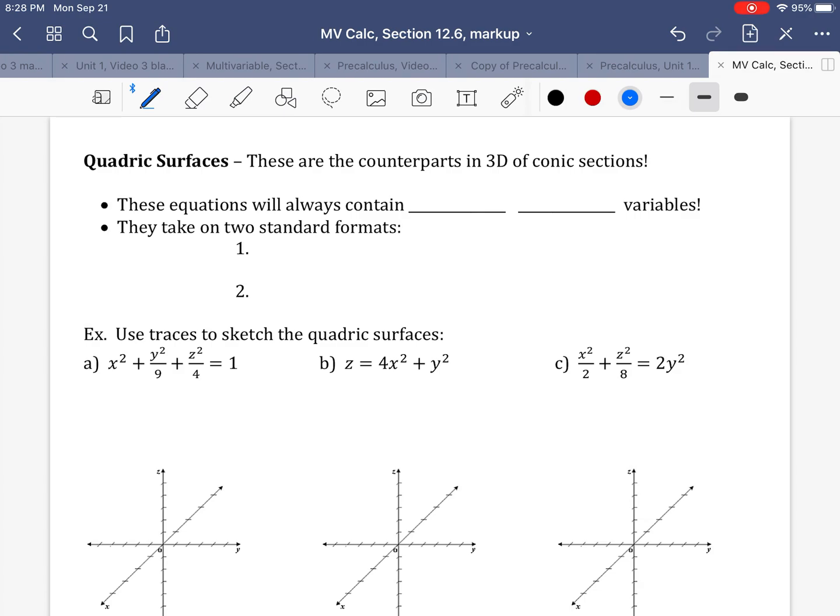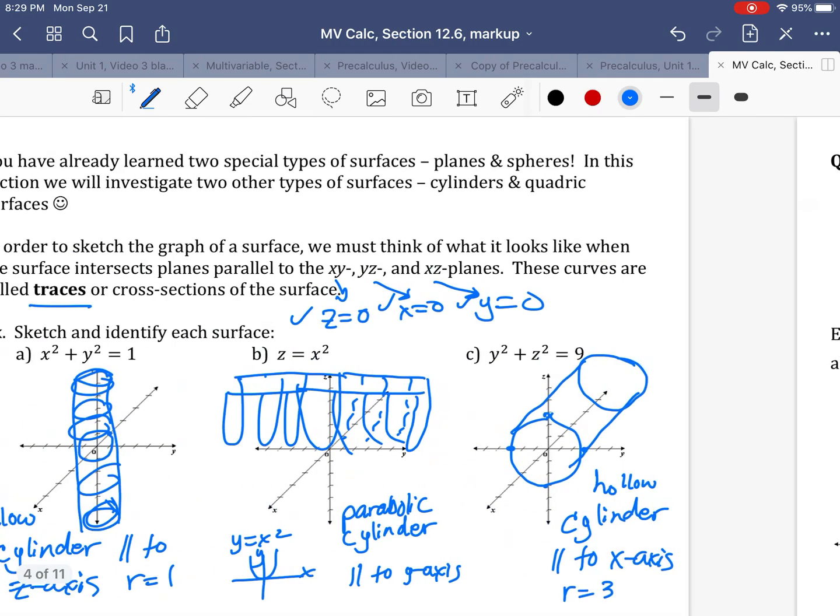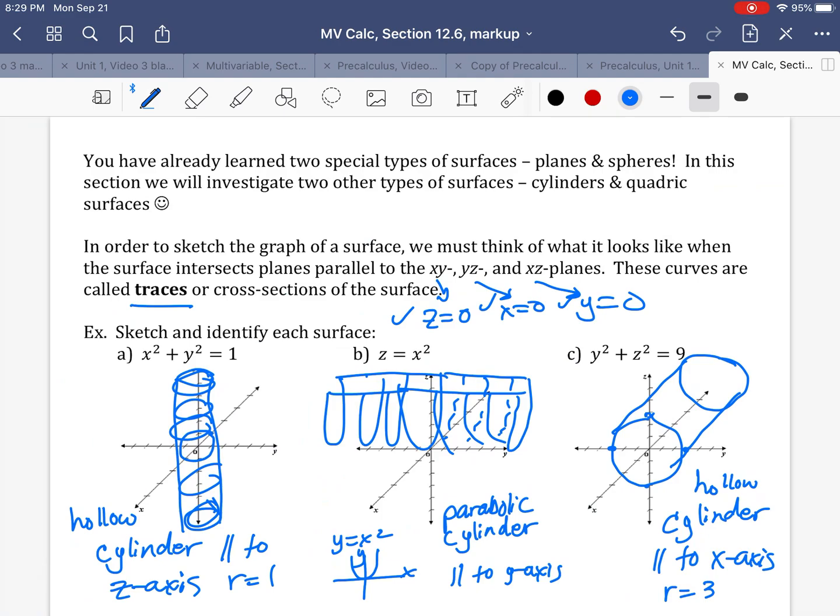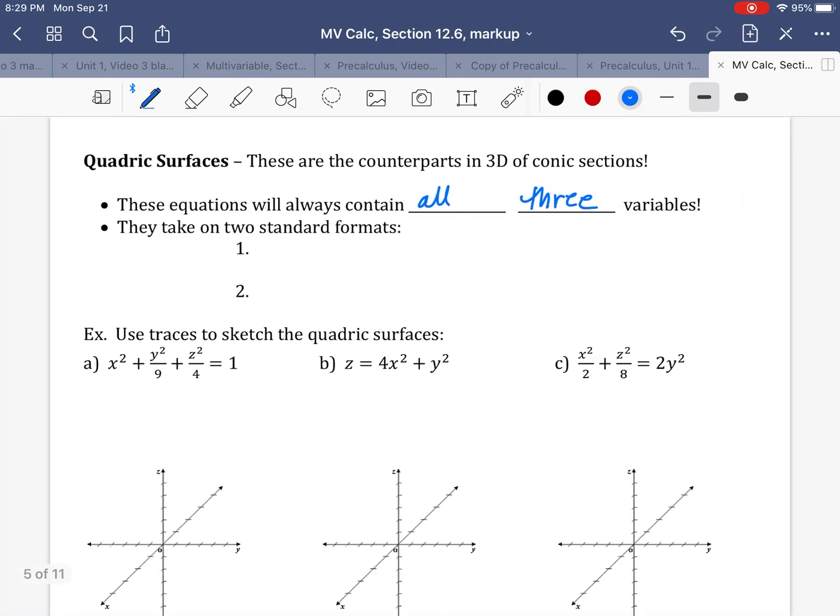So quadric surfaces are the 3D counterparts of conic sections. These equations are always going to contain all three variables. You notice the last ones only had two variables, and they weren't all squared necessarily. They take on two standard formats. It's either going to be ax squared plus by squared plus cz squared plus j equals 0. So notice that all three parts are squared right there.